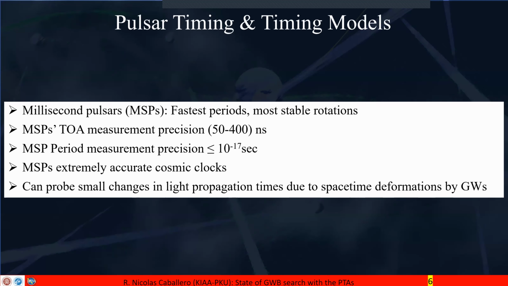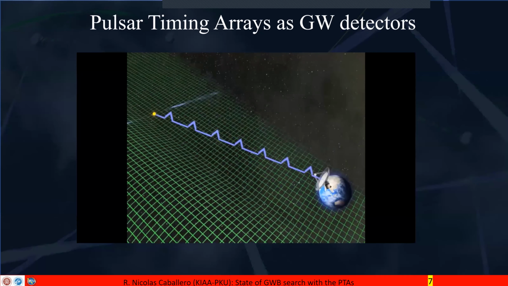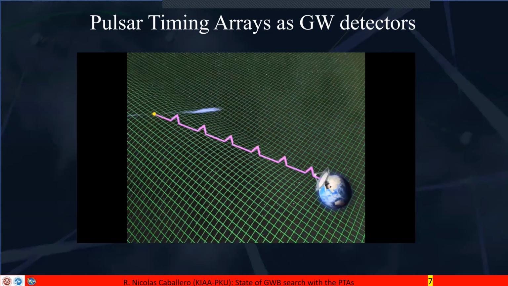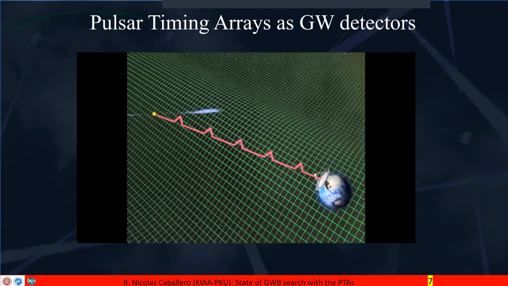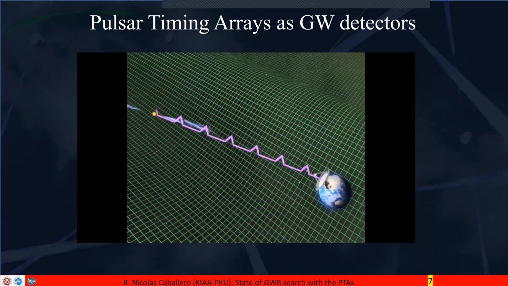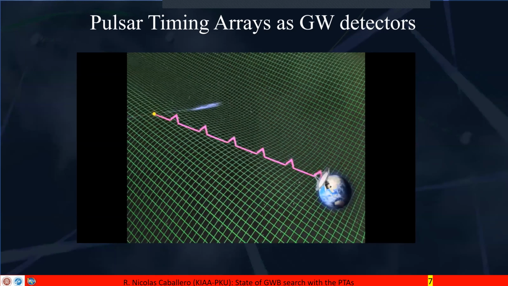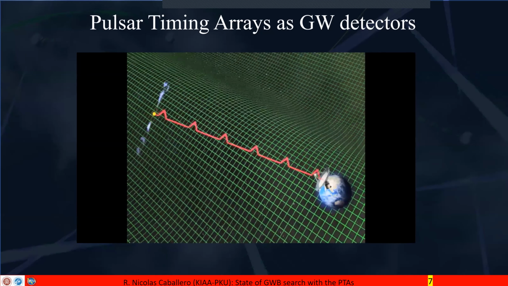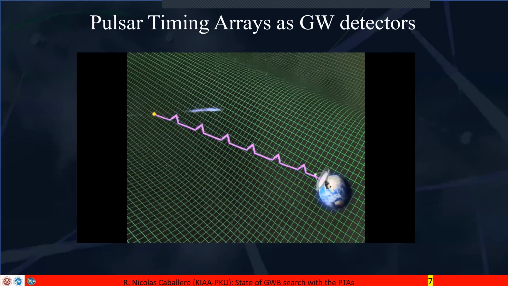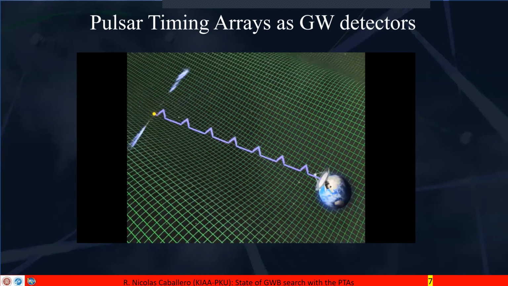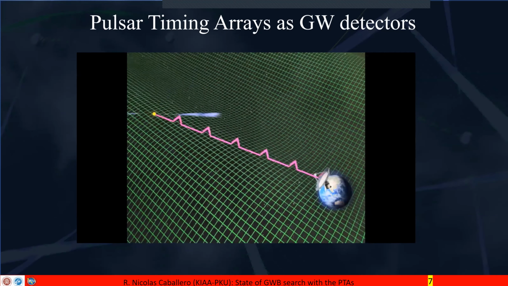And we can use them for a wealth of applications, amongst them to probe small changes in light propagation times due to space-time deformations by gravitational waves. And let's see how this works. You see here the pulsar emitting the pulses that we observe with the radio telescope, and we see the space-time deformation due to a passing gravitational wave will either redshift or blue shift the period of the pulsar, which we will observe as time advances or delays in the times of arrival of the pulsar.